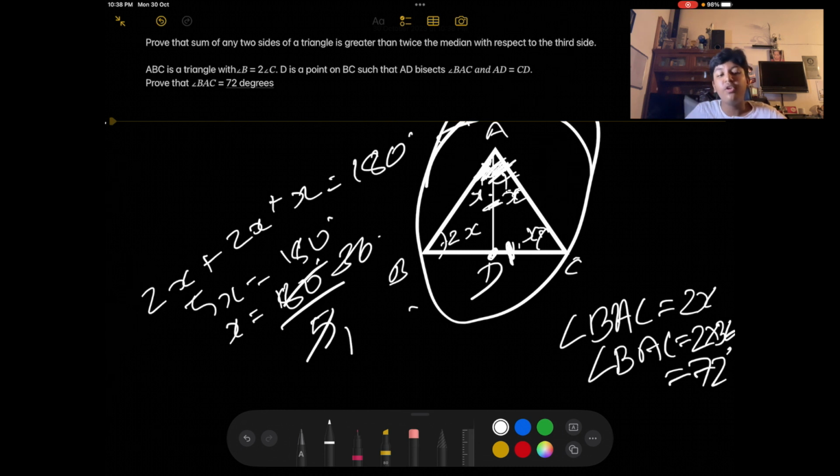And this is the proof of both the questions. In the first question we had to do some construction. In the second question we just had to apply logic.